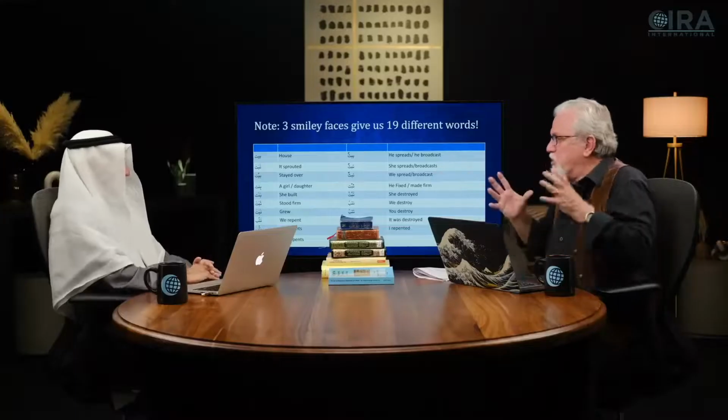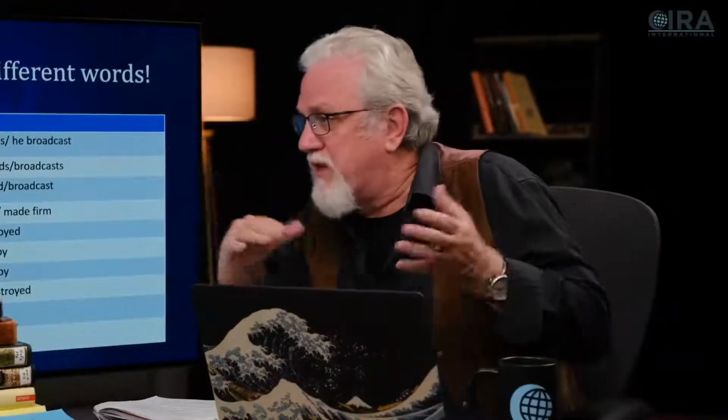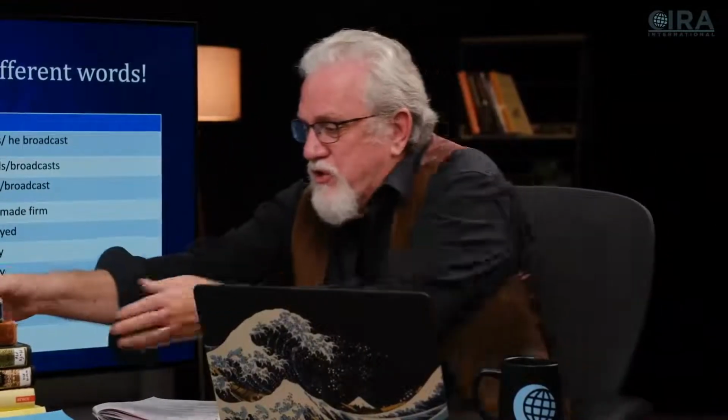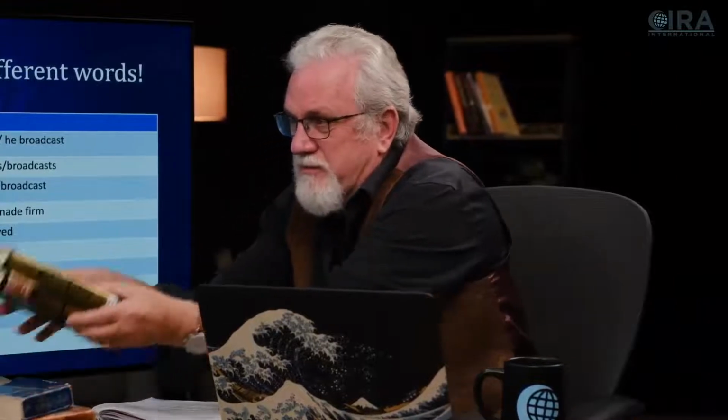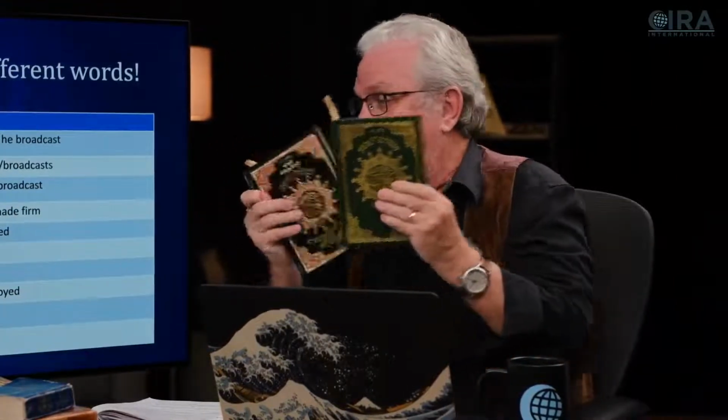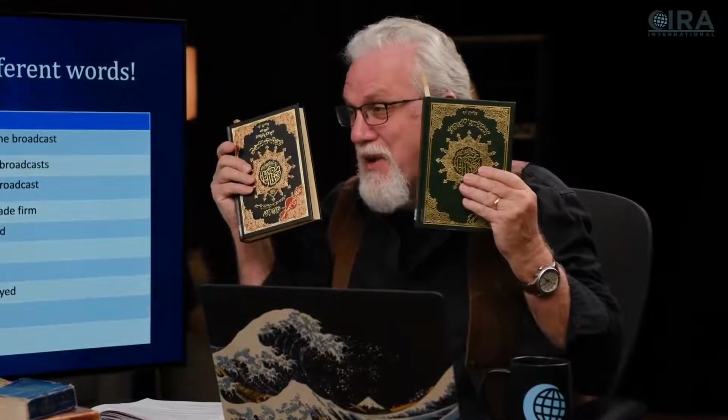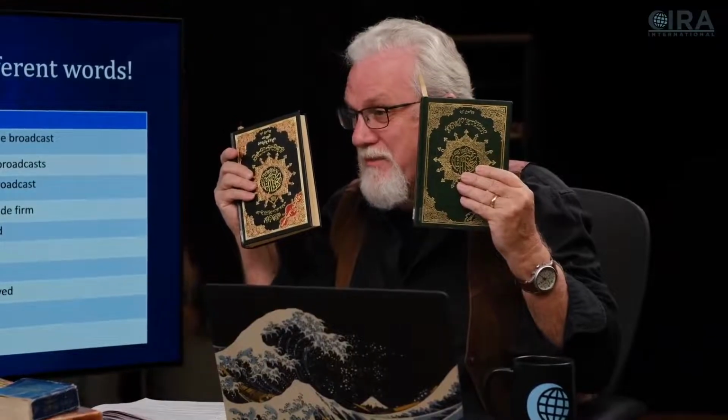Just one letter. And we're finding as we look at the difference, we're just doing Hafs and Warsh. We're just going between these two right here. You haven't even touched on the other 5. We haven't looked at the other 28. And those are the canonized, by the way. There are non-canonized readings. These aren't even part of the first 7. That's right. These are not part of the Qur'an. These are riwayats.